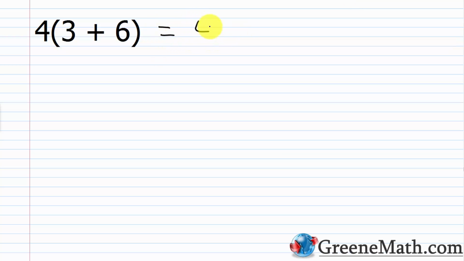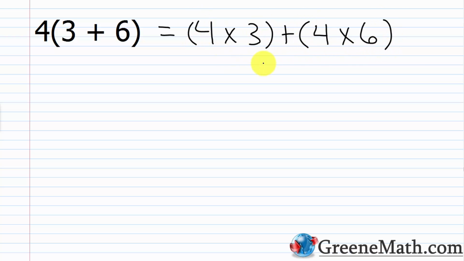So 4 times 3 plus 4 times 6, and you can leave it like this or you can put parentheses around this. It won't change your answer if you know the order of operations. I just put the parentheses around it so that you know to do 4 times 3 separately from 4 times 6. I don't want you to get confused at this point.